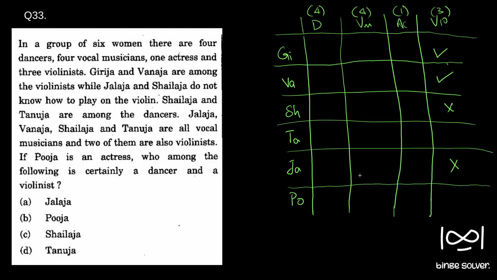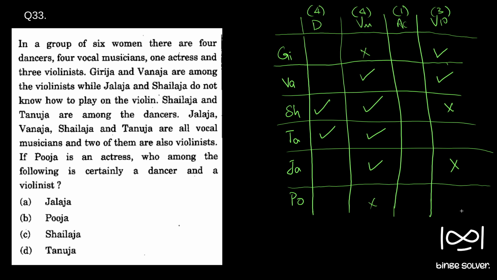We'll see. Now Shailaja and Tanuja are among the dancers. Jalaja, Vanaja, Shailaja and Tanuja are all vocal musicians. So there are only 4 vocal musicians. We can quickly mark the other 2 as not vocal musicians.